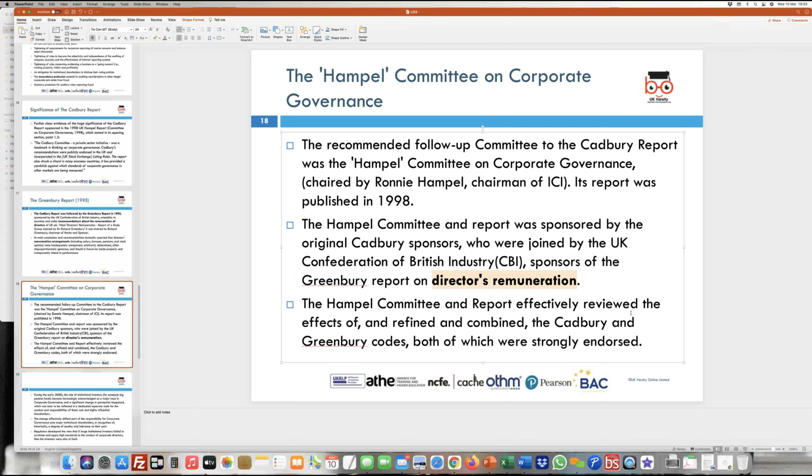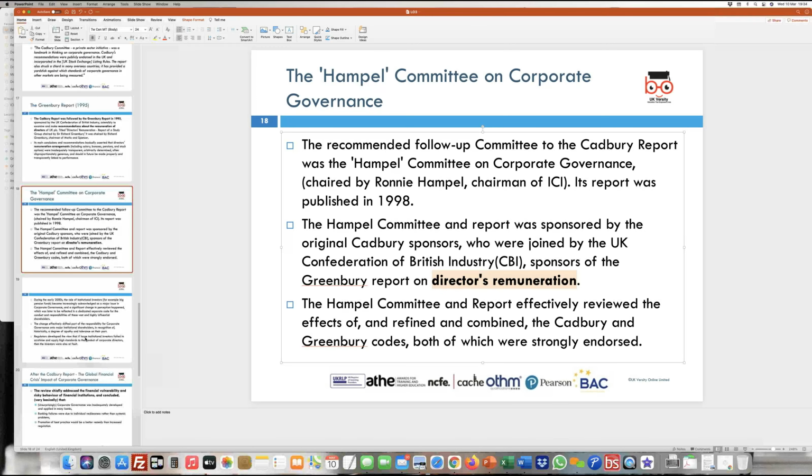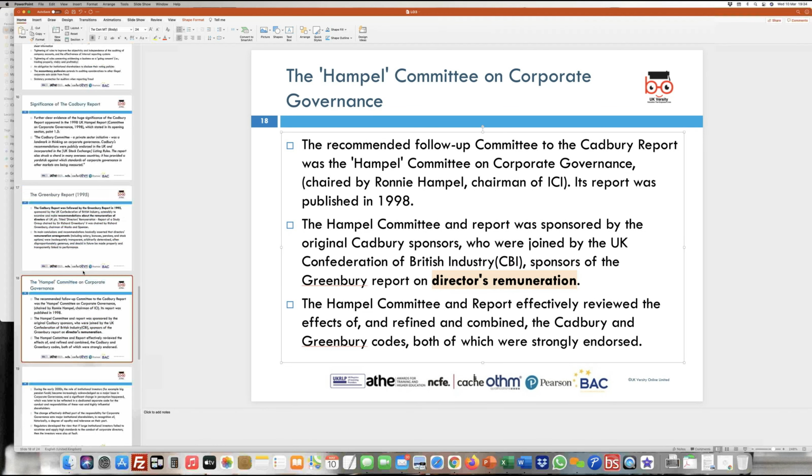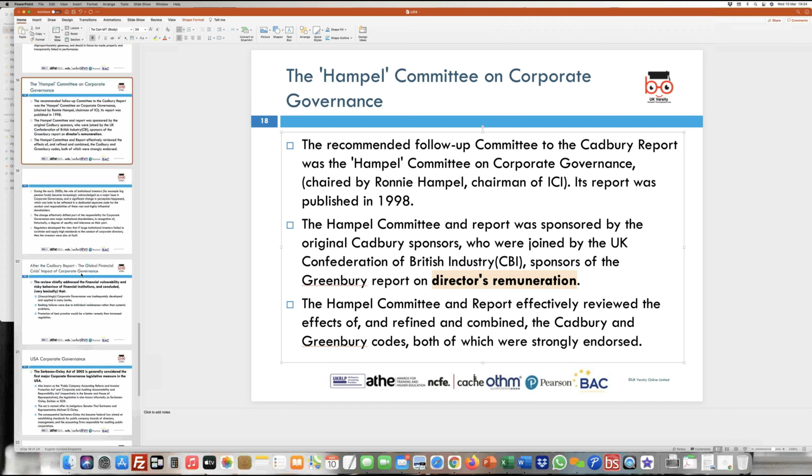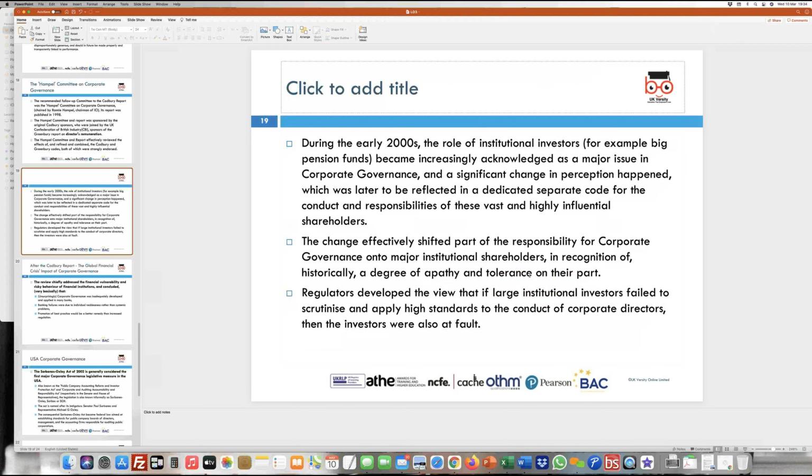And what this report also suggested is that the Greenbury report and the Cadbury report findings were strongly endorsed. That means they had to be followed by the book in the company's operations or in the formation of new companies, so that the misgivings of directors' remuneration and misappropriation of funds, which happened in the Polly Peck International case, could not be repeated as far as the operations of the company are concerned.